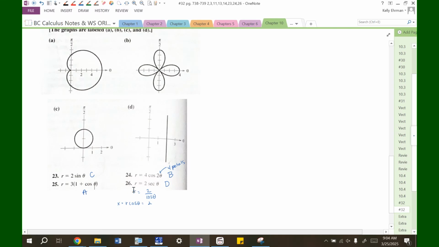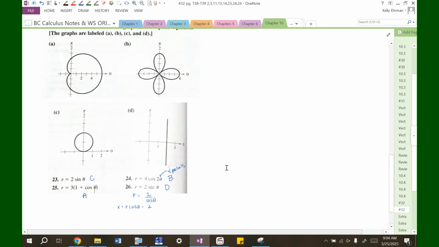You could also figure these out if you're not sure about the shape, like if you're trying to decide, start plugging in 0, pi over 2, pi, 3 pi over 2, and see which ones correspond to the correct coordinates on the graph. All right, that finishes this assignment. Come in if you need more practice with polar graphs. We just need to be able to identify where points are on the graphs. We're not really sketching a lot of these by hand.